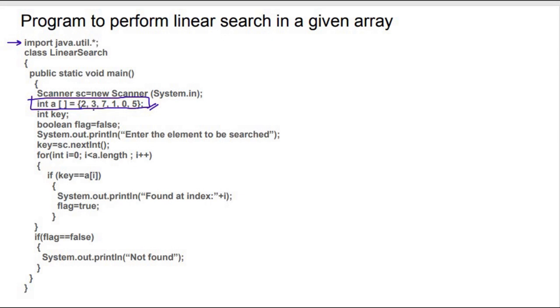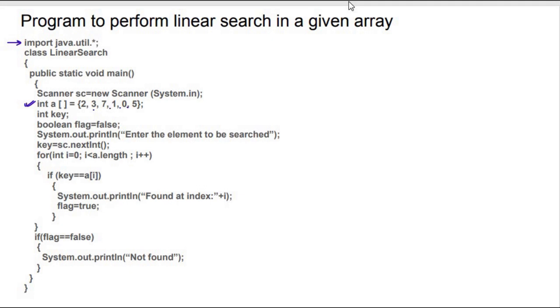These values 2, 3, 7, 1, 0, 5 are the array. The elements in the array are being initialized in the program itself. What can you do? You may just declare the array in the program, but not initialize it. Just declare the array and take the values of this array from the user. So the user will give the array's values, and then you also take the value of the search element key from the user and you will do the linear search.